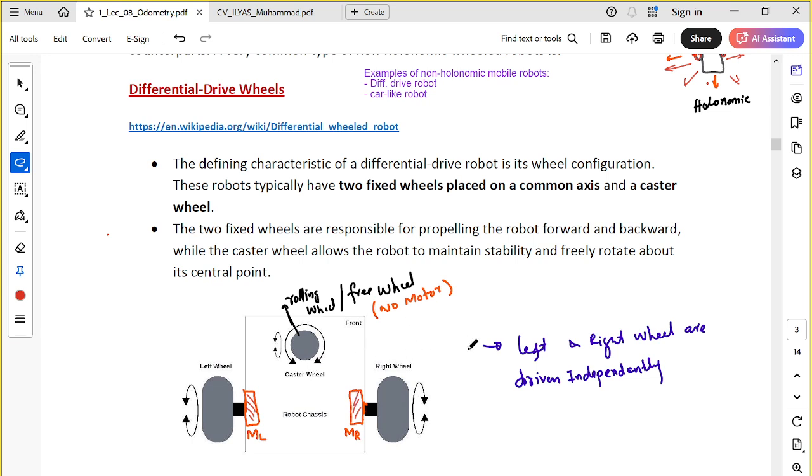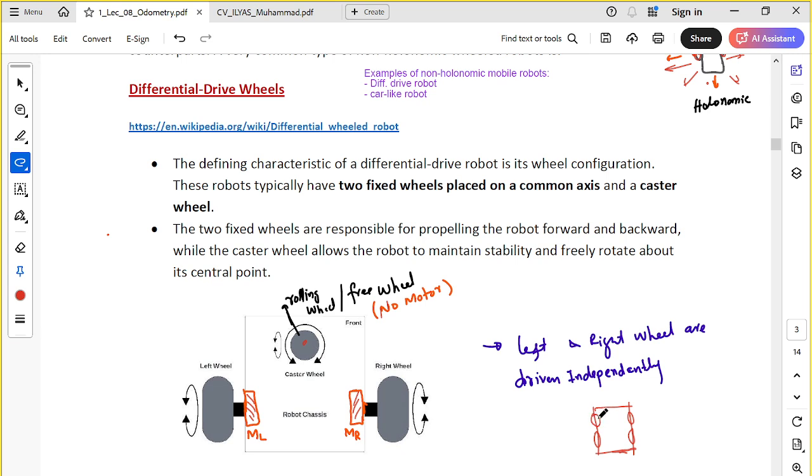So these kinds of mobile boards can come in this configuration, with two wheels and a caster wheel, a rolling free wheel with no motor. Some students have used this kind of mobile board, Arduino kits with two wheels and one free wheel, and some may have used Arduino kits that have four wheels.